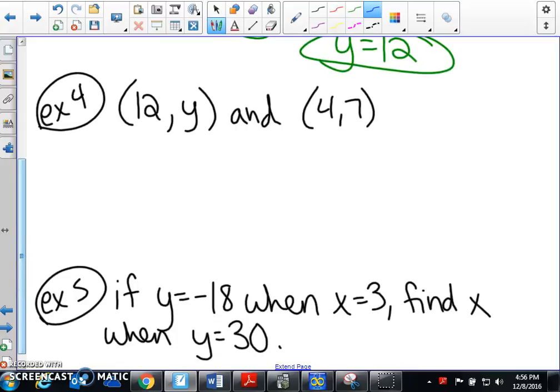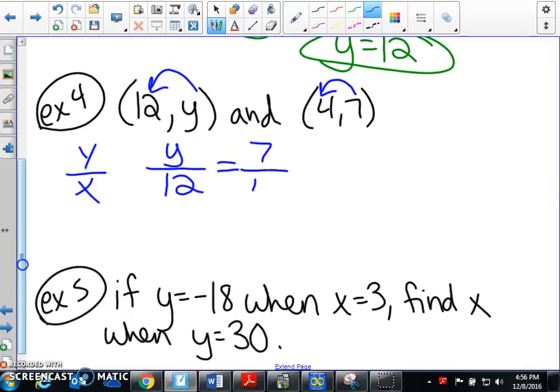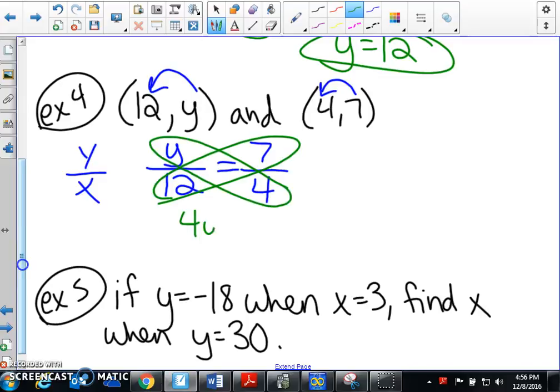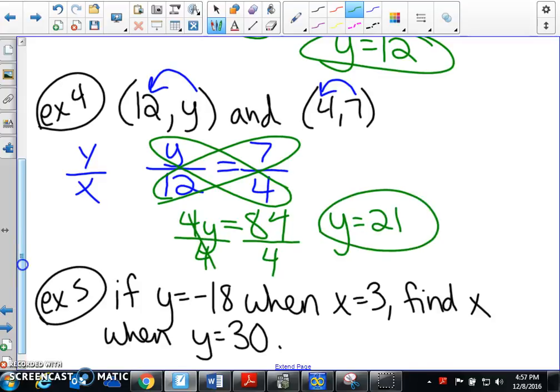Same thing. Find the missing y value. Okay, so it's y over x. So y over 12 equals 7 divided by 4. Cross multiply. So 4 times y is 4y. 7 times 12, what is that, 84? I hope so. 7 times 2, yeah, 84. Divide both sides by 4. y equals 21.